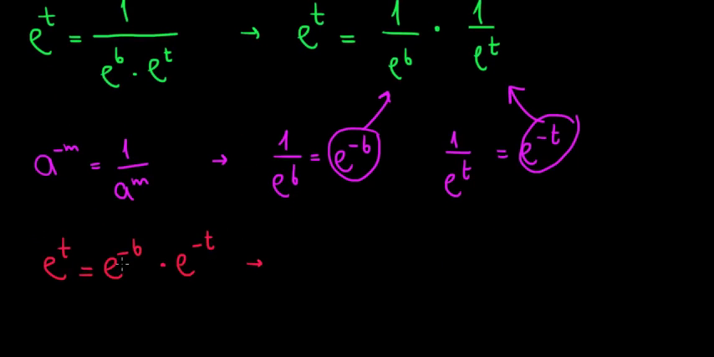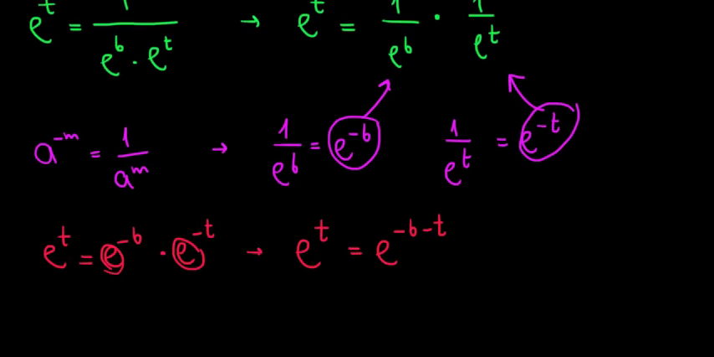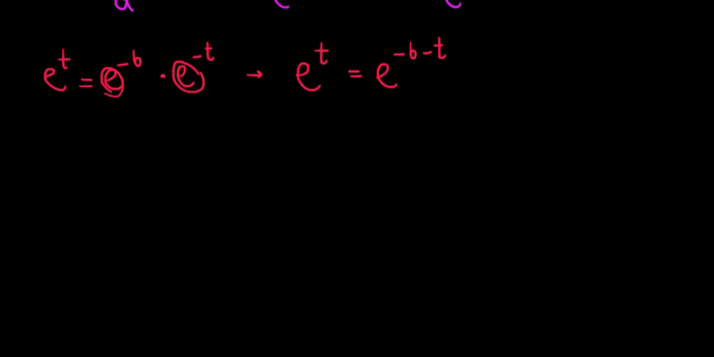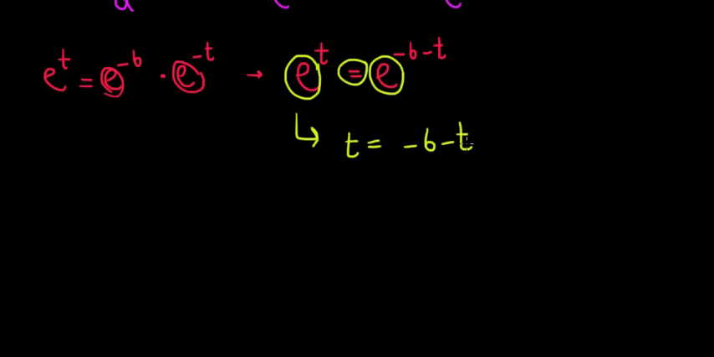Now again, we have the same base, e, and we add the different powers. So we would have e to the power t equals e to the power of minus 6 minus t. Last power rule: we have the same base, we have an equation, and the results have to be equal, which means that the powers have to be equal, such that t has to equal minus 6 minus t.